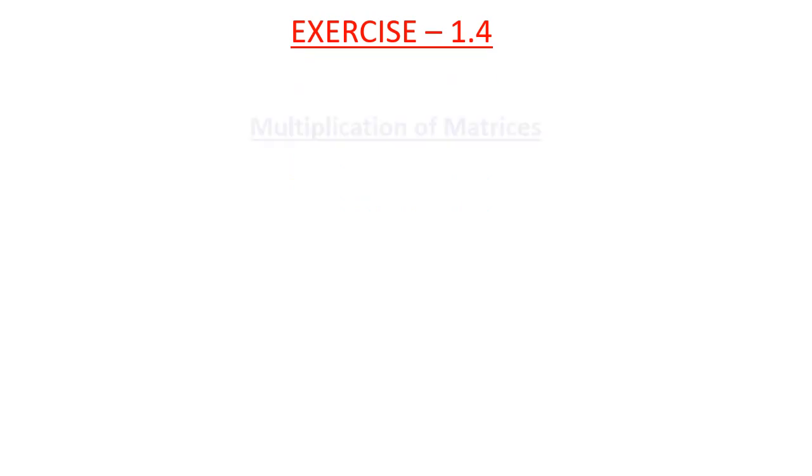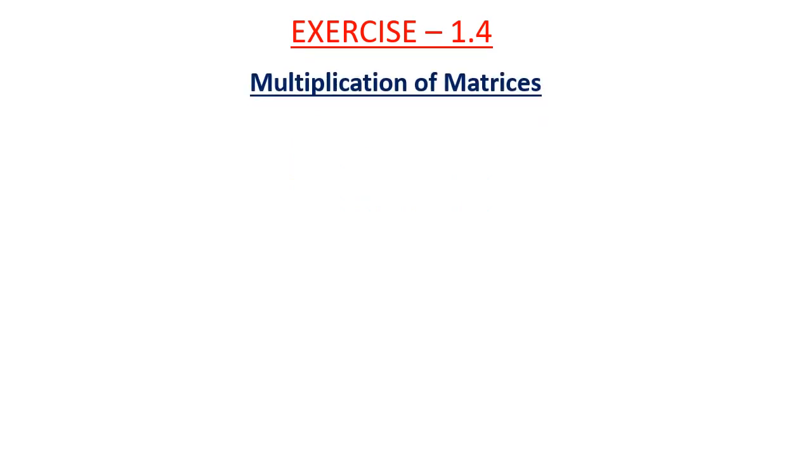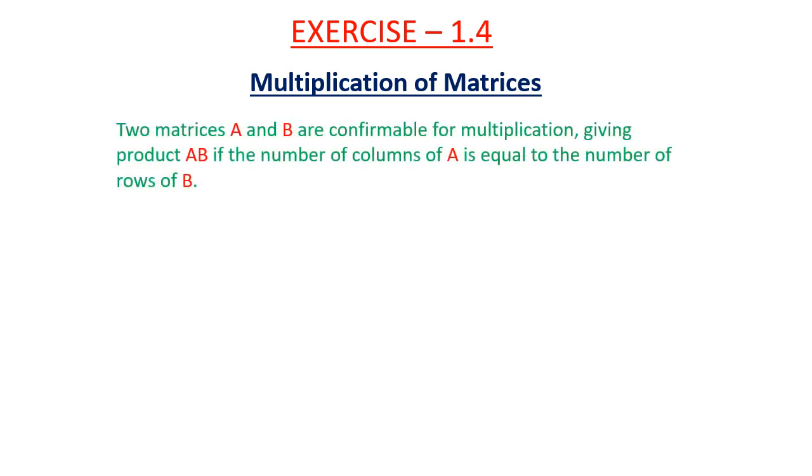Exercise 1.4. Before starting this exercise, we should know the definition of multiplication of matrices. Two matrices A and B are conformable for multiplication, giving product A into B, if the number of columns of A is equal to the number of rows of B.